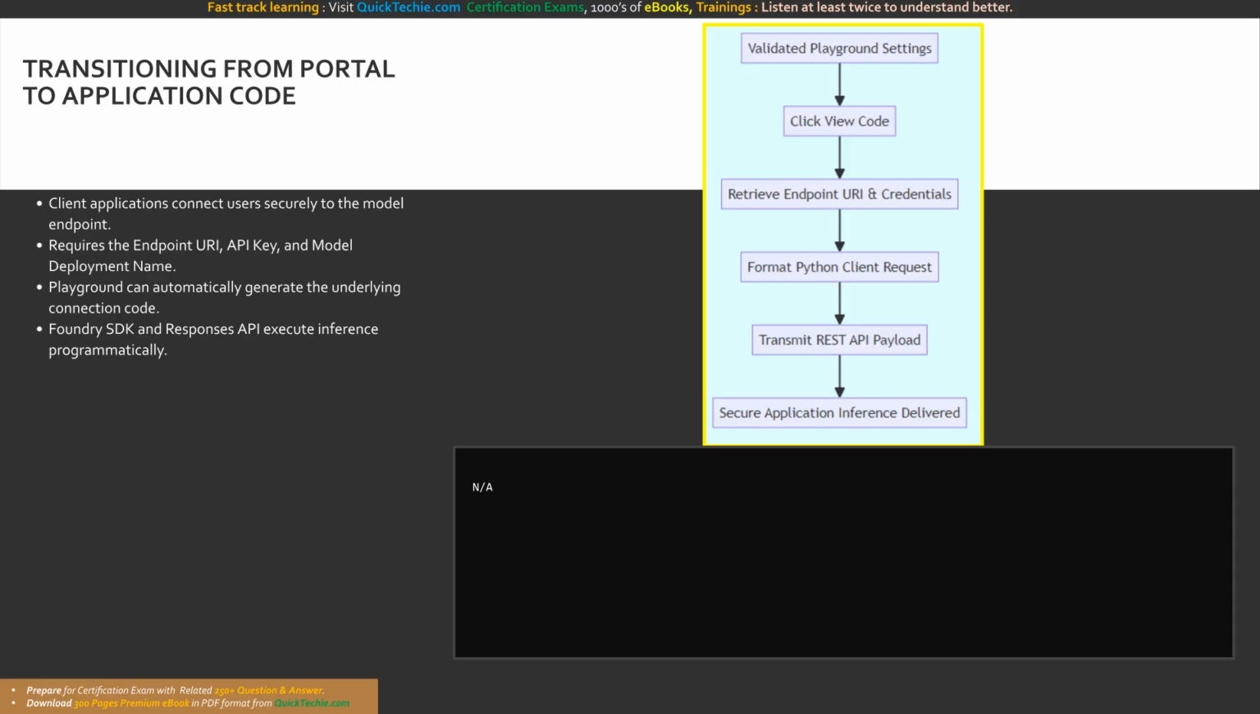To maintain architectural security, production code must never hard-code the extracted API keys directly into the script. Developers must utilize local .env files and libraries like os.getenv in Python, ensuring cryptographic secrets remain secure during GitHub repository commits. Our final diagram charts the transition to code. Taking validated playground settings, developers click View Code to retrieve the endpoint URI and credentials.